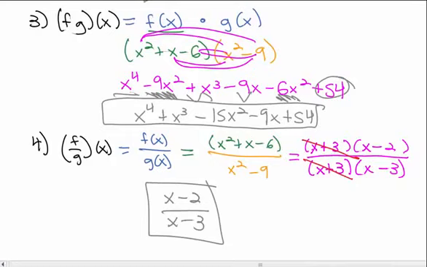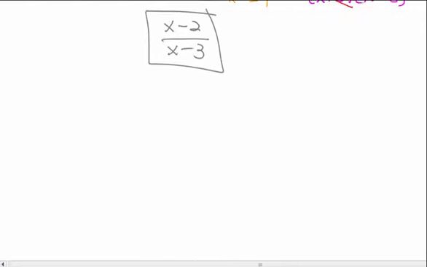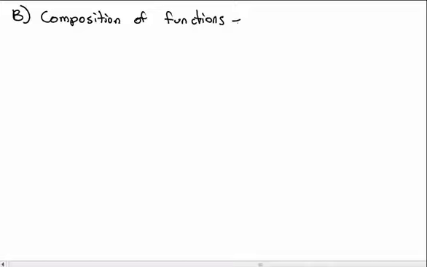Now these adding, subtracting, multiplying, dividing functions are really simple, really straightforward. We either do it with the functions, or if we have the numbers, we plug in the numbers and do it with the numbers. What's a little bit more involved and more appropriate for this level of coursework is section B here, which we're going to call the composition of functions. And this is where we really start to take a look at functions inside of functions.